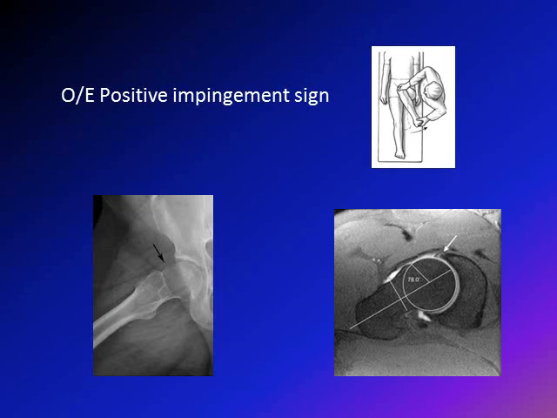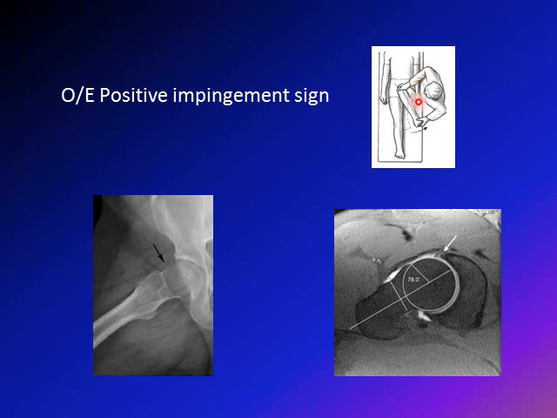So again, the child will be complaining of hip pain in the anterior and the lateral part, and this pain happens with activity and sometimes with prolonged sitting. With exam, there will be positive impingement sign. This impingement sign means that the patient has pain with flexion internal rotation.